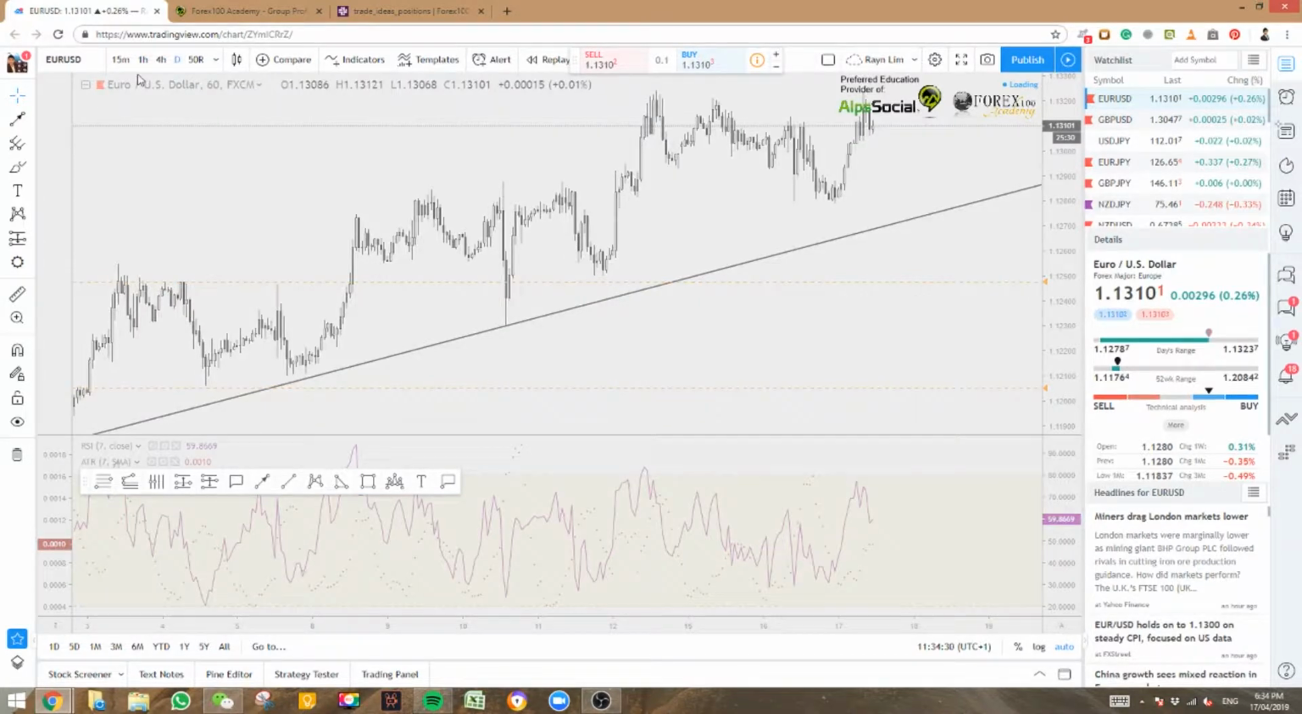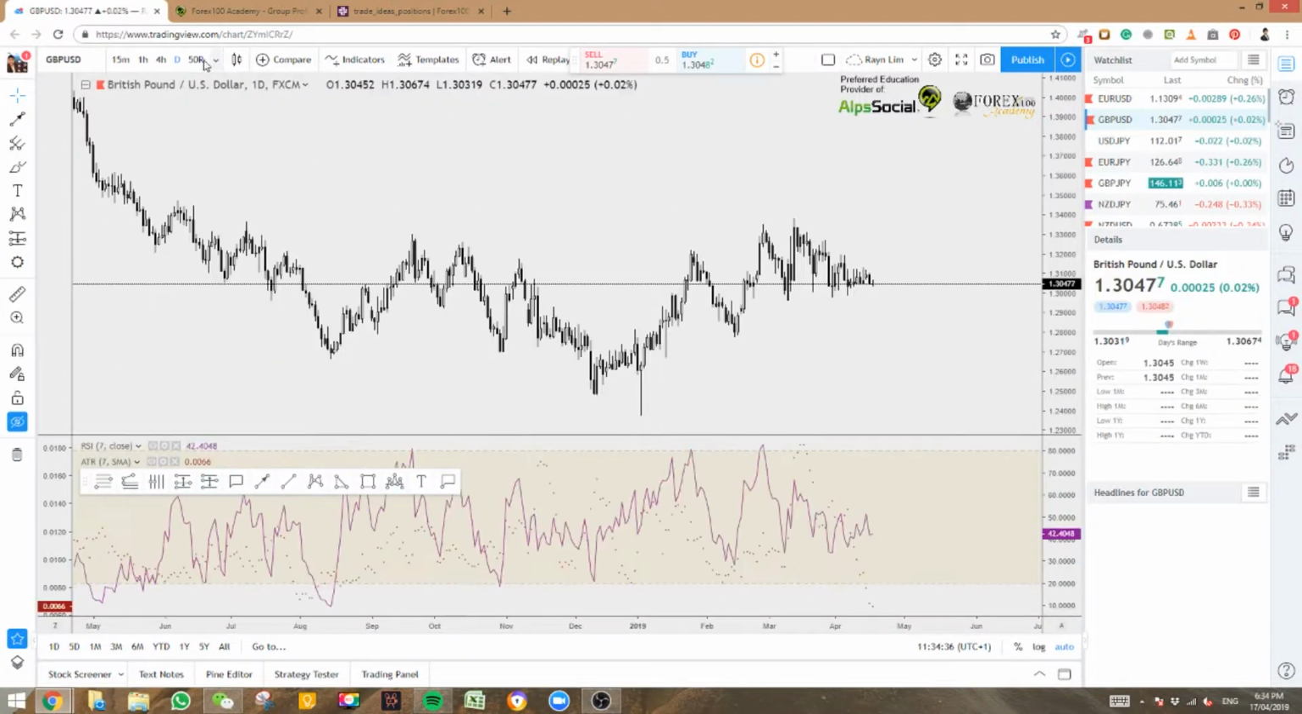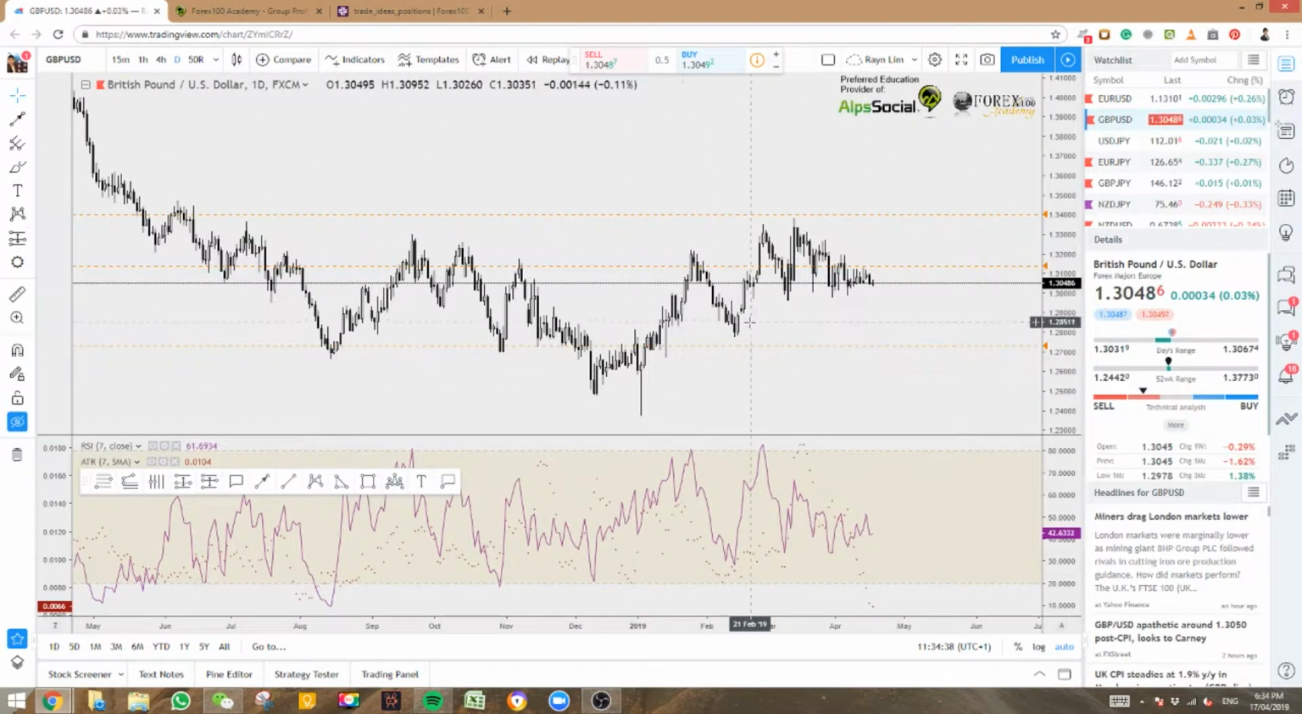That's all I have for you for Euro Dollar. Let's head down to Pound Dollar. On Pound Dollar, on the daily chart, this is what we have. Uptrend channel, uptrend movement. Then there is a series of lower highs. The market did not create a new high over here.